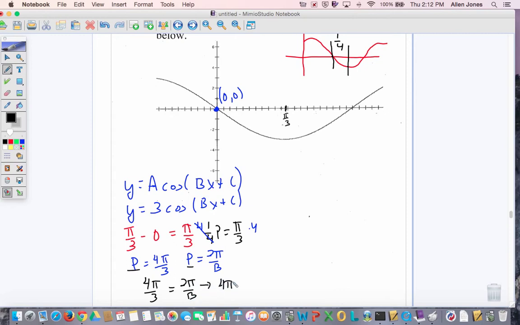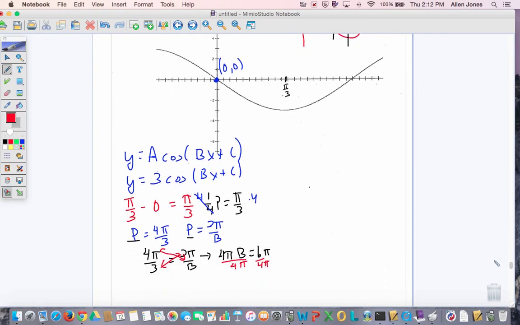By simple substitution, we'll cross multiply to solve. 4 pi times b equals 6 pi. And when I say cross multiply, I went here and here. So 4 pi times b and 2 pi times 3. And I'll divide by 4 pi. So b equals, the pi's will cancel, 6/4, and 6/4 simplifies to 3/2. So we've progressed now to where we have our b value equal to 3/2.